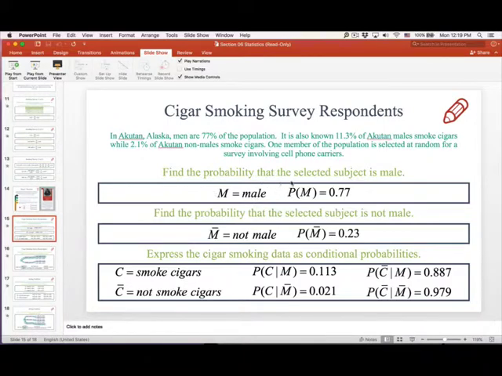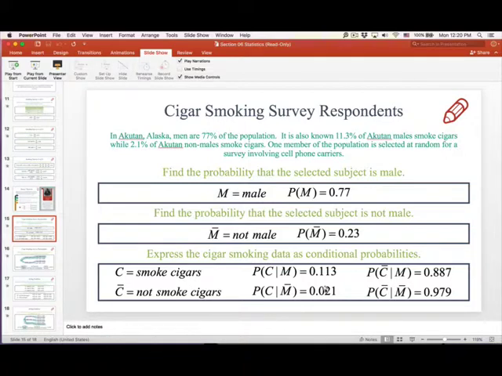Find the probability that the selected subject is male. We just write it down. P of M equal to 0.77. Find the probability that the selected subject is not male. Again, this is going to be the complement, so you should be able to figure out this one also. Express the cigar smoking data as a conditional probability. We do have these 4 on our tree diagram.